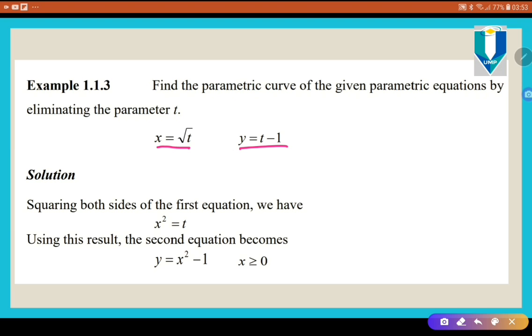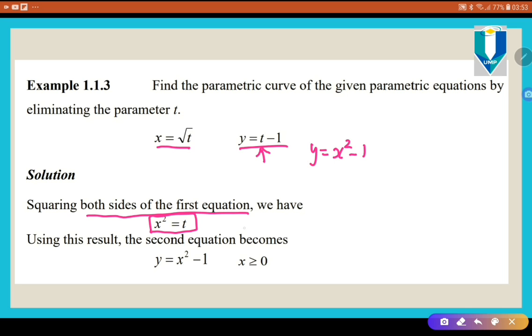If we want to eliminate the variable t here, first you square both sides of the first equation. Then x equivalent to square root of t becomes x squared equivalent to t. So you know the value of t here is equivalent to x squared. In the second equation, you substitute the value of t to be x squared. Then you have y equivalent to x squared minus 1.